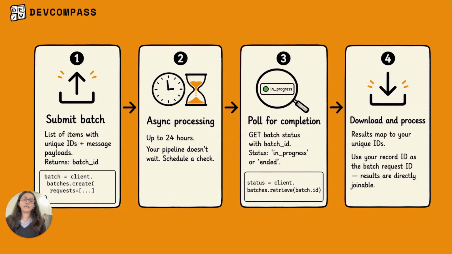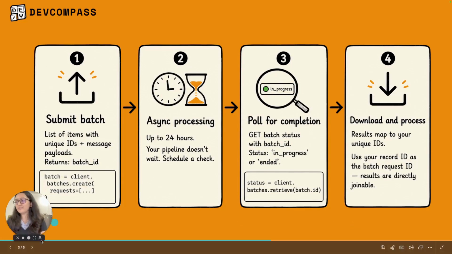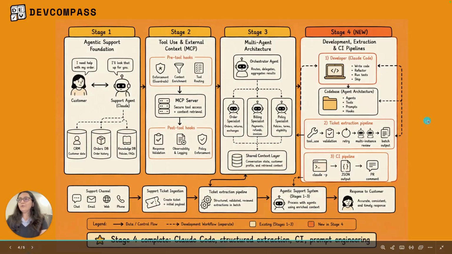Say this to yourself when you're building batch pipelines: my record ID is my batch request ID. Repeat, my record ID is my batch request ID. Okay, that was a little dramatic, but I want you to remember it, and repetition is the way to go. Now, that is a lot of diagram.